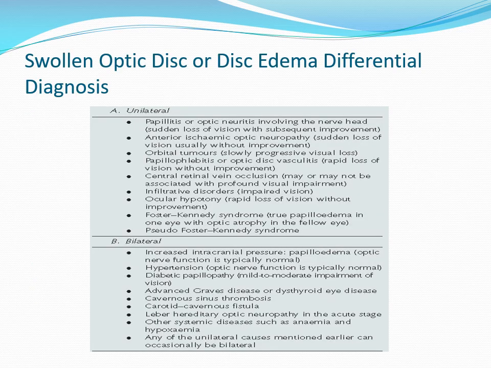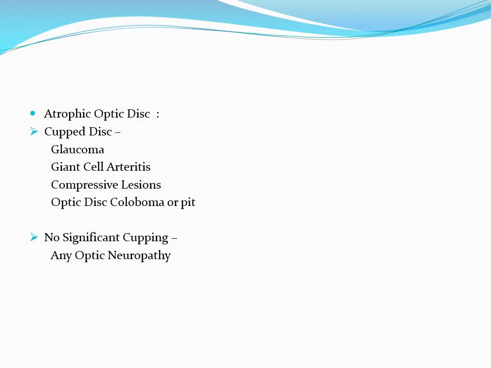So this is the differential diagnosis of swollen disc or disc edema, unilateral and bilateral. This we will see again in the papilledema topic. Atrophic disc, again video of that we will see in the optic atrophy lecture in detail.